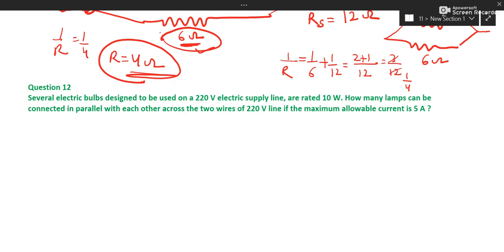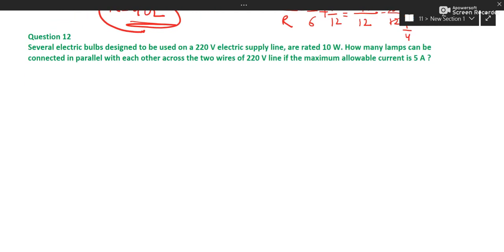Okay. In this, several electric bulbs are designed to be used on this voltage and are rated this power. Okay. How many lamps are required? Bulbs means lamps. Okay. That bulb's rating is 220 volt and 110 volt, 10 watt. Okay. How many lamps are required in parallel across this voltage for maximum allowable current of 5 ampere?